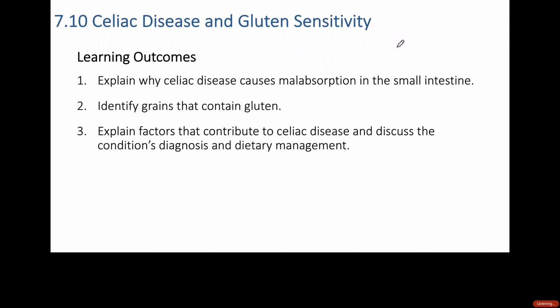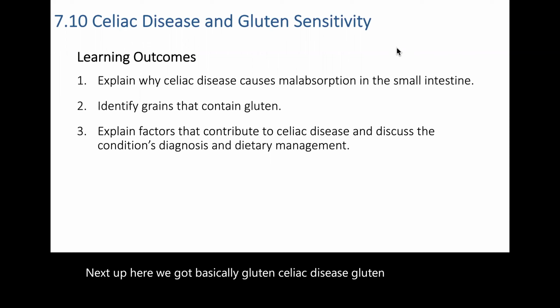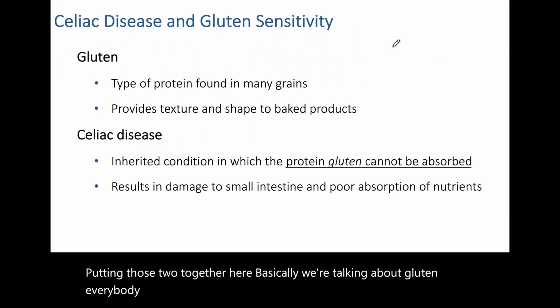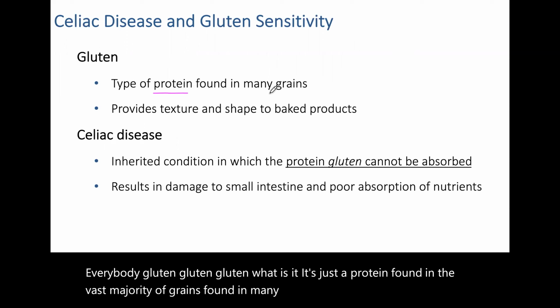Next up here, we've got basically gluten. Celiac disease and gluten sensitivity, putting those two together here. Basically, we're talking about gluten. Everybody, gluten. What is it? It's just a protein found in many grains. And I have a list here in a second that shows off some of those.